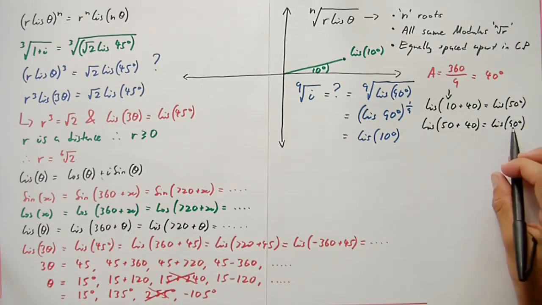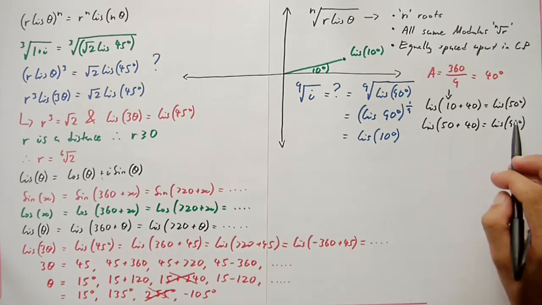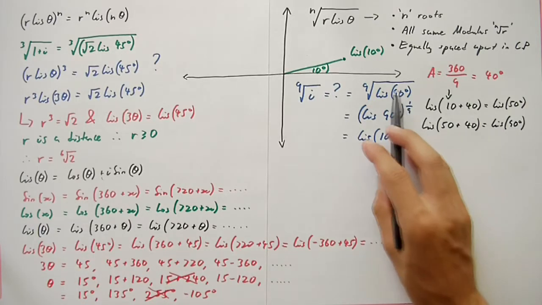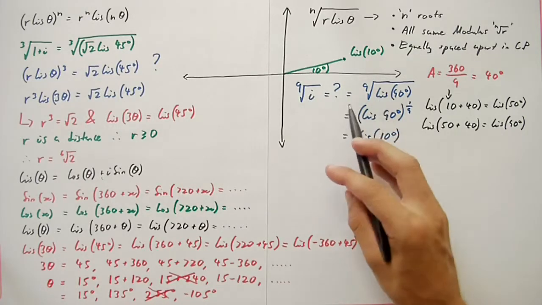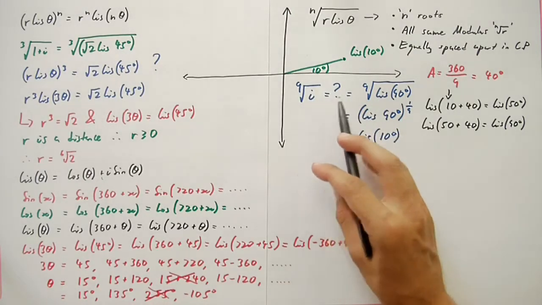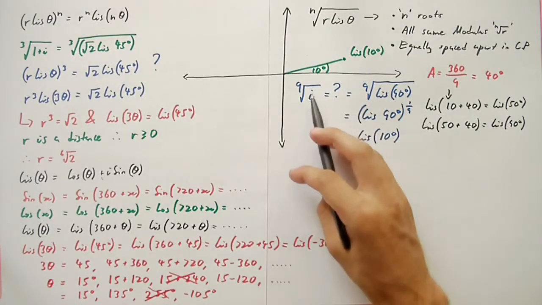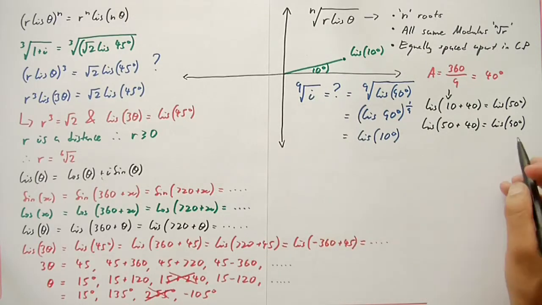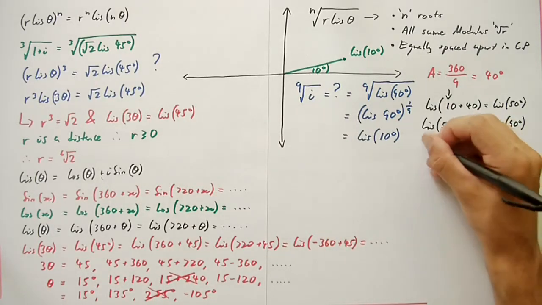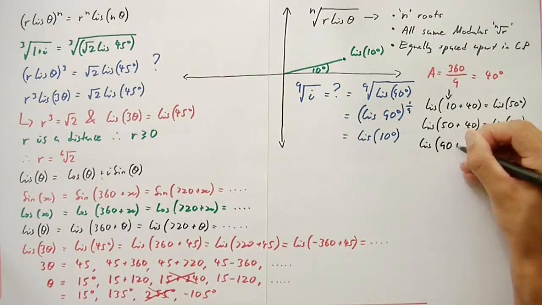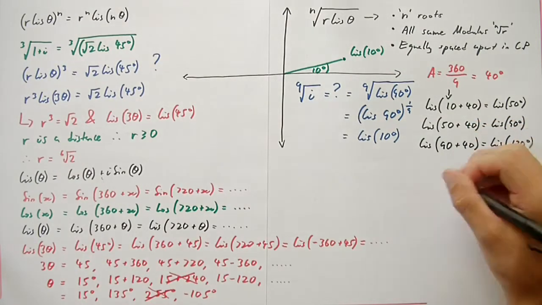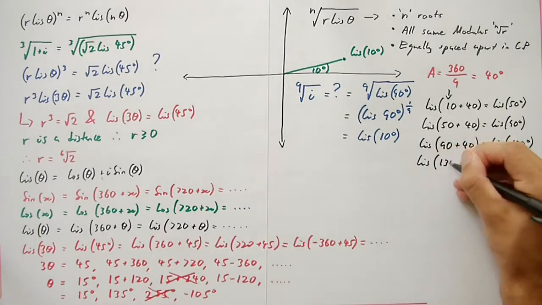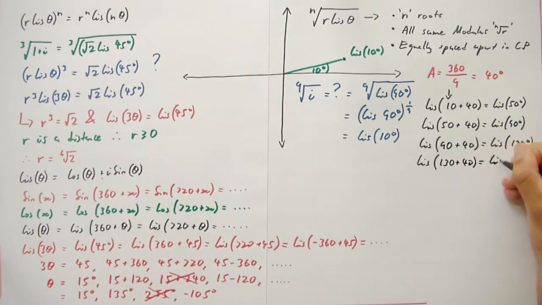And now notice that we've got the cis of 90 degrees back, which we know is simply i. Now this is fine, it just means that one of the 9th roots of i is going to be i itself. Or in other words, i to the power of 9 is equal to i. Anyway, let's go back on track. So we have the cis of 90 plus 40, which is equal to the cis of 130 degrees. And we also have the cis of 130 plus 40, which is the cis of 170 degrees.